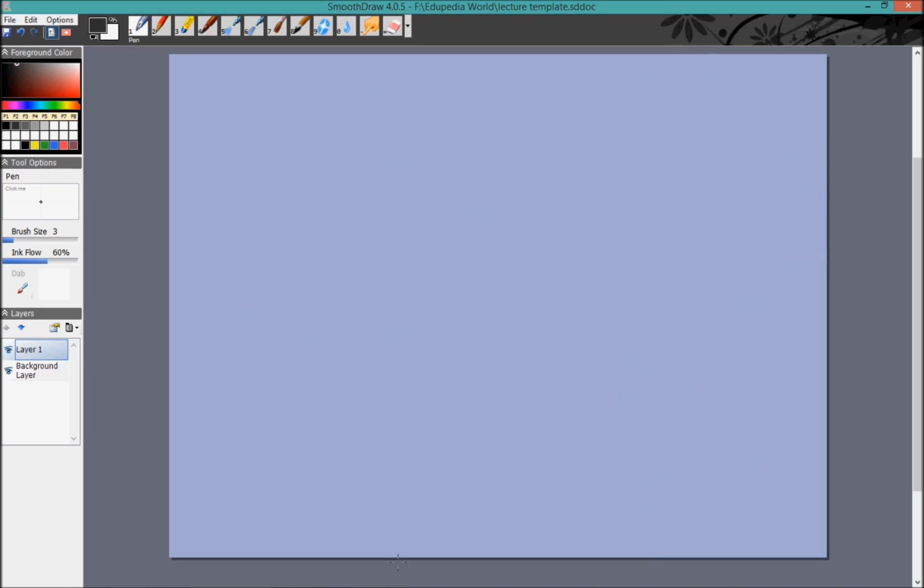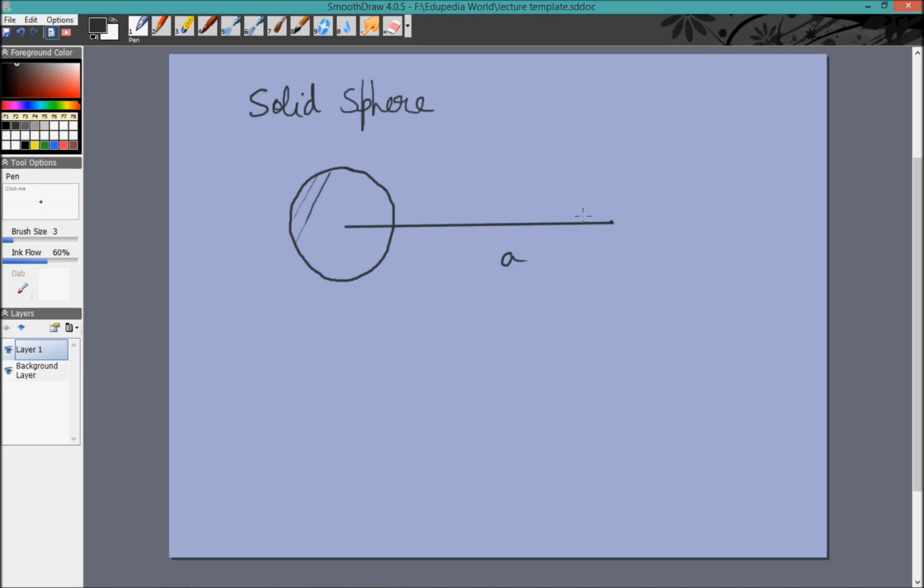So now let's move on to the final case, which is a solid sphere. In this case, this whole sphere is completely filled with mass. It's not hollow anymore. It's solid, right? We want to find the gravitational force and the gravitational field at a distance a away from it. This has the mass m and radius r.